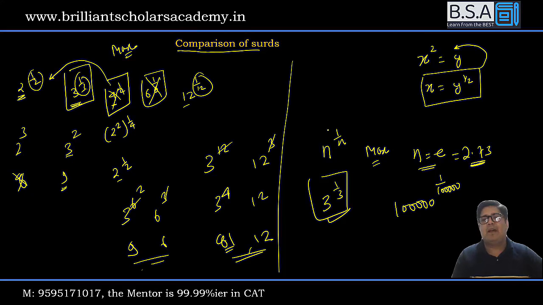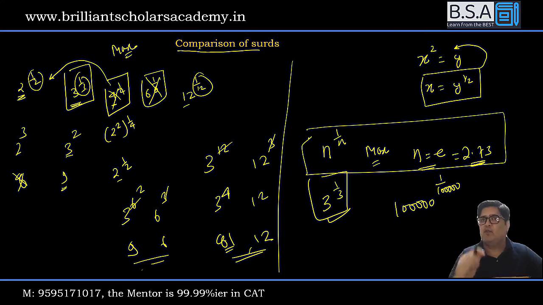It is a universal, proven fact. n to the power 1 by n is maximum when n is equal to e. e is equal to 2.73. It's a very long derivation based in higher level algebra in 11th-12th standard. Take your time, observe.